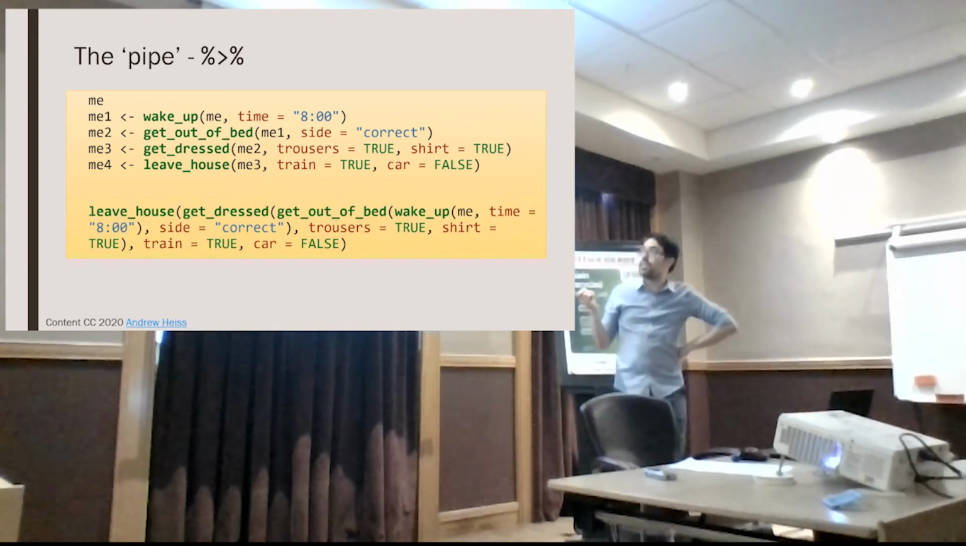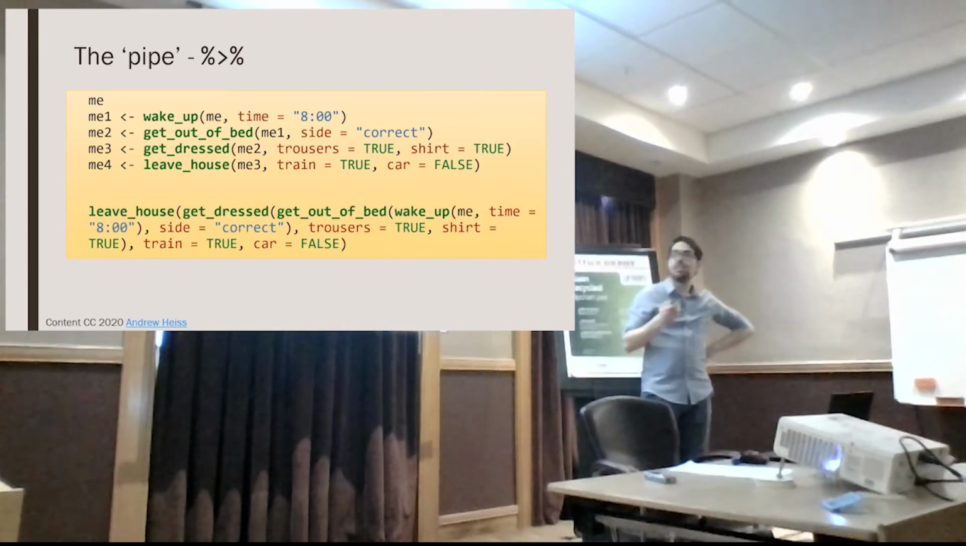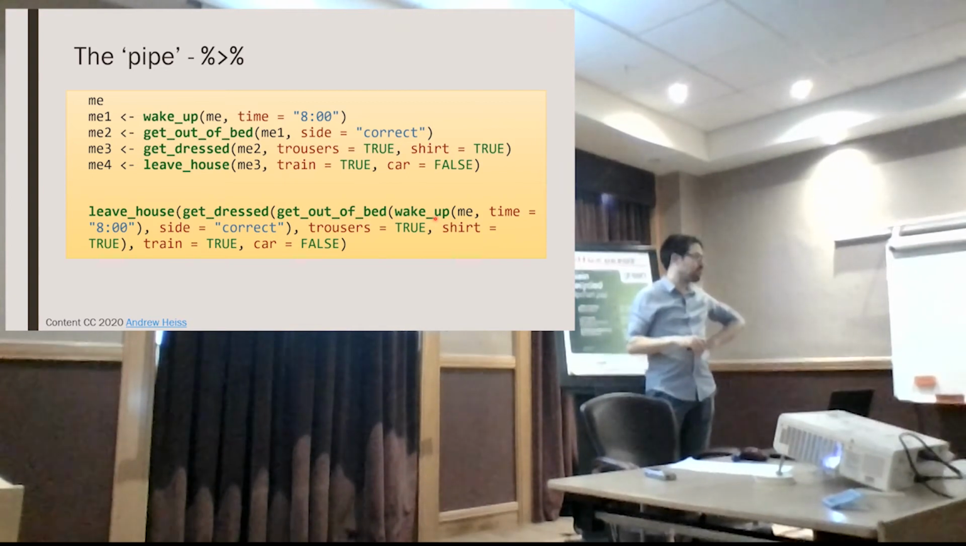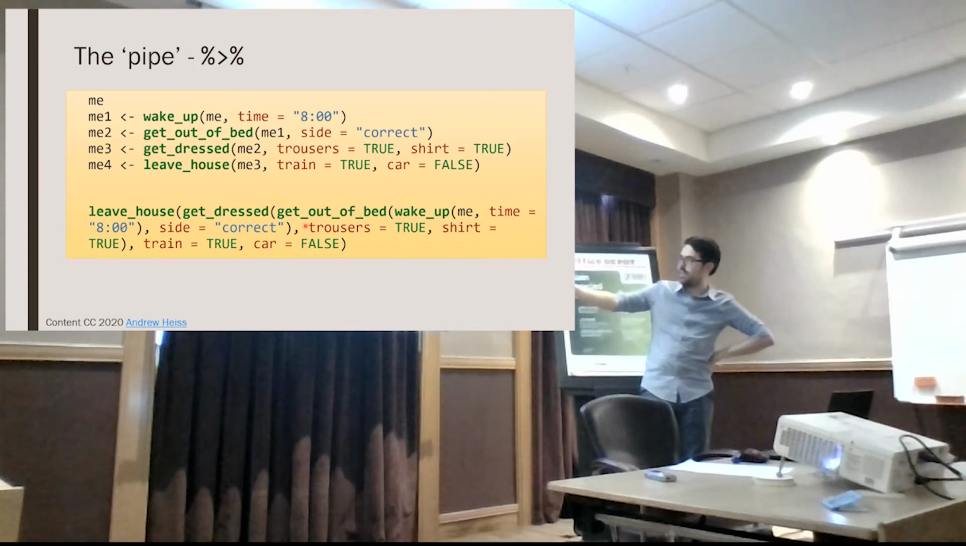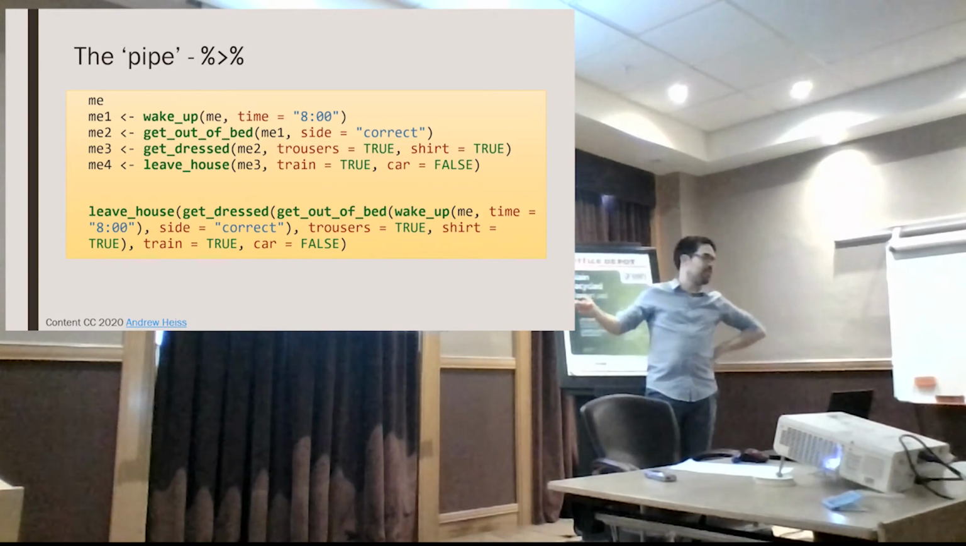The alternative, of course, rather than creating all those intermediates, is to nest all your functions. So evaluate this one first, where is it? Wake up first, me time here, then get out of bed, but remember the argument here was side, correct. Yep, so that links there. Get dressed, there's the argument, and leave house, there's the argument. So that's another way of doing it where you're not creating all the intermediates.